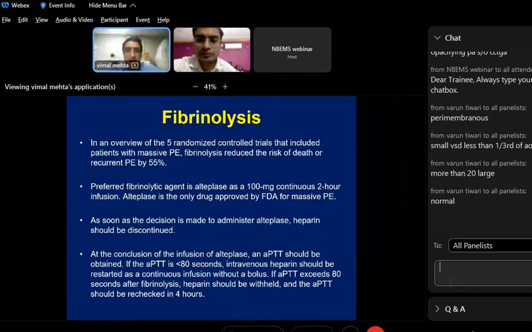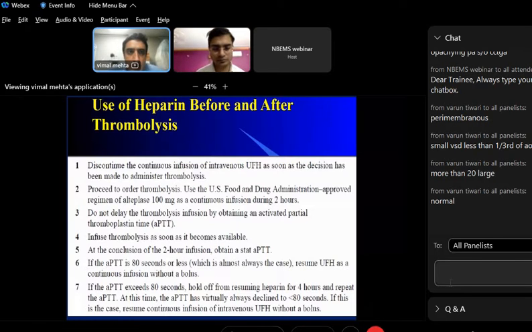And when you start the alteplase, before that you have to stop the heparin infusion, and later on once this is over, you have to check the activated partial thromboplastin time, and if it is less than 80 seconds, you have to start the anticoagulation straight away, or you have to wait for it to go below 80, and the idea is that you have to continue intravenous heparin. That's most important.